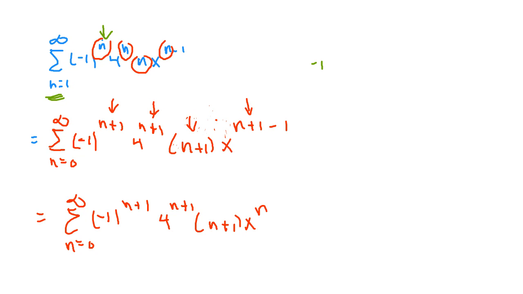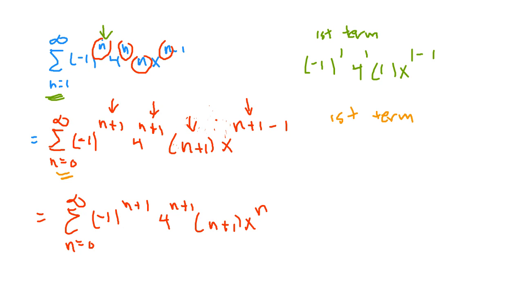If we look at the first term of this series, it is negative 1 to the first power. When you start at n equals 1, you have negative 1 to the first power times 4 to the first times x to the 1 minus 1 power. For this series here, the first term needs to match that.